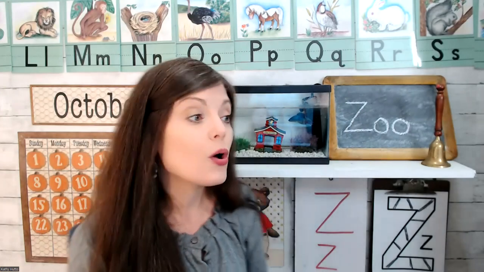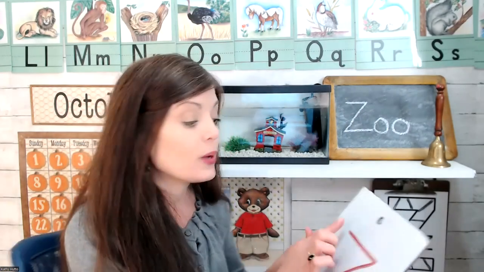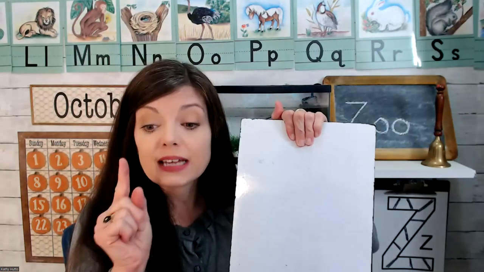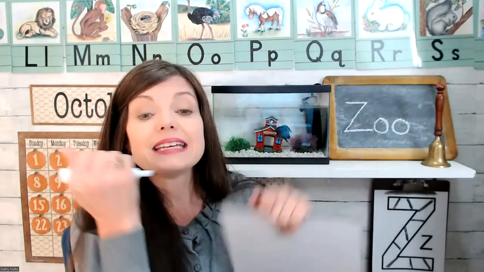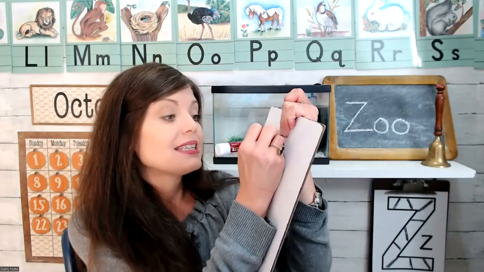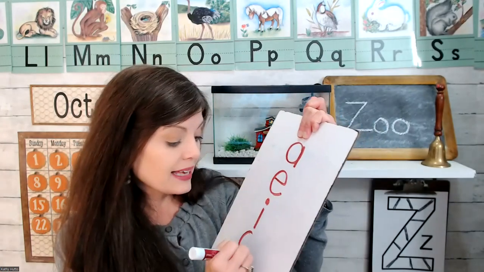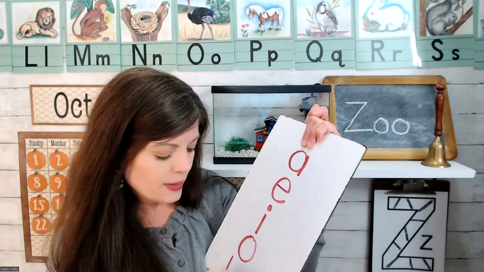And now that we know that sound, we'll blend with it. Now, if you're not ready for blending, you just keep focusing on the letter sound. Z says z, z, z as in zoo. If you're ready for blending, this will only take us just a few minutes.